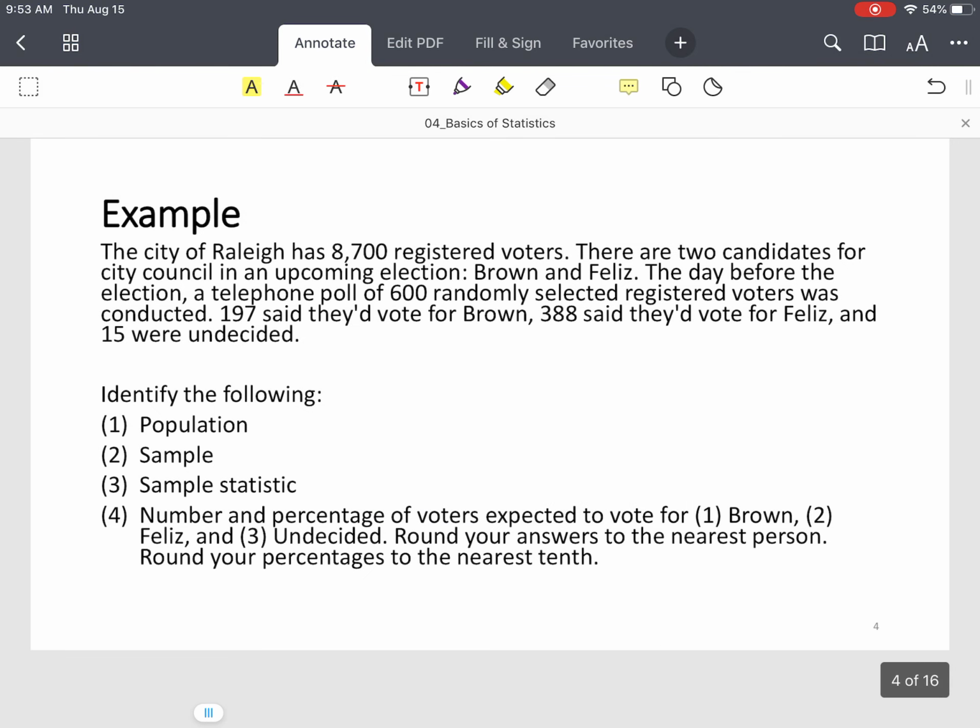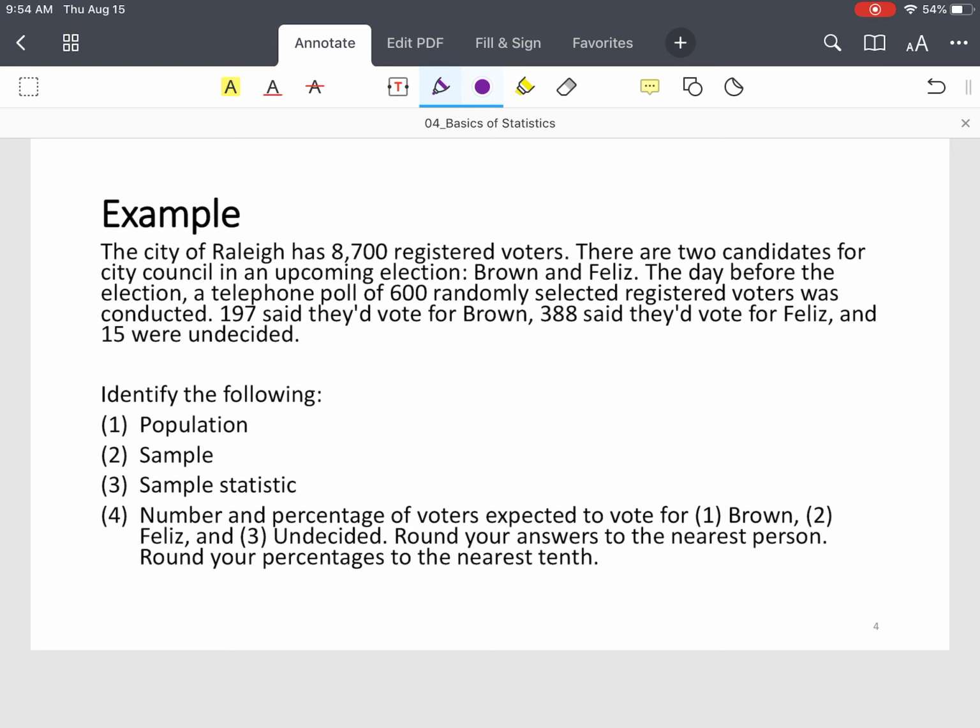All right, so now let's look at an example. And we're going to identify a couple different things. The city of Raleigh has 8,700 registered voters. There are 2 candidates for city council in an upcoming election, Brown and Feliz. The day before the election, a telephone poll of 600 randomly selected volunteers was conducted. 197 said they vote for Brown, 388 said they vote for Feliz, and 15 were undecided.